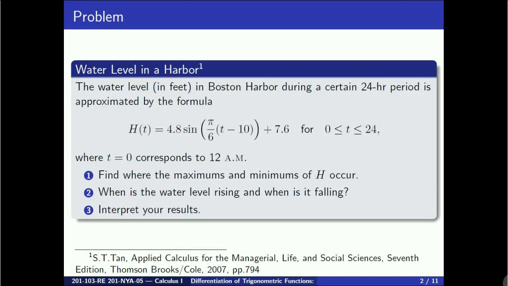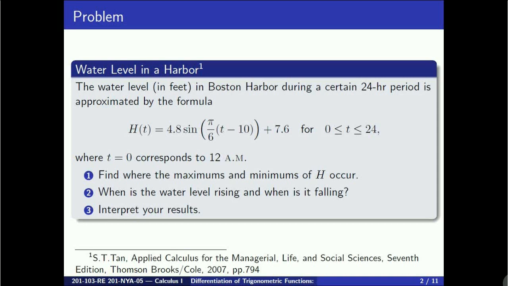So the problem says the water level in feet in Boston Harbor during a certain 24-hour period is approximated by the formula h of t, which gives the height or the water level as a function of time, and that's equal to 4.8 times the sine of pi over 6 times (t minus 10), plus 7.6. And that holds for all values of t between 0 and 24. T equals 0 corresponds to midnight or 12 a.m.